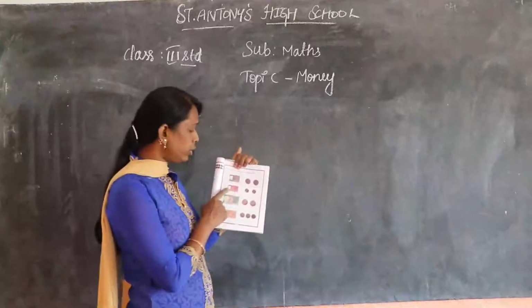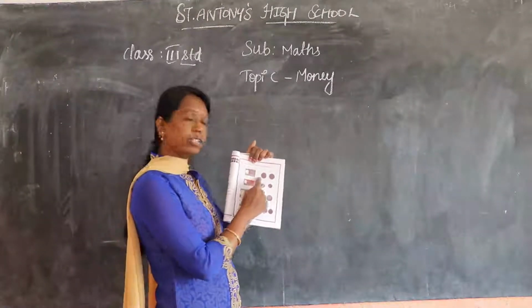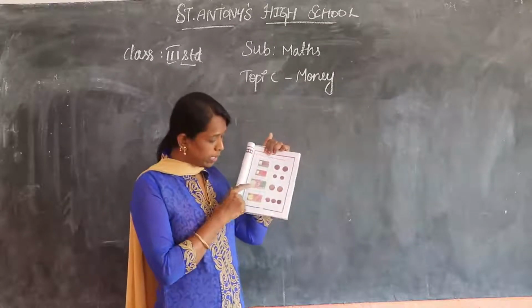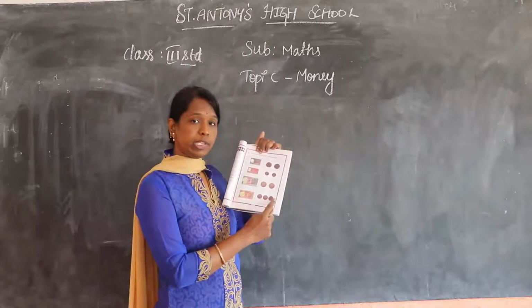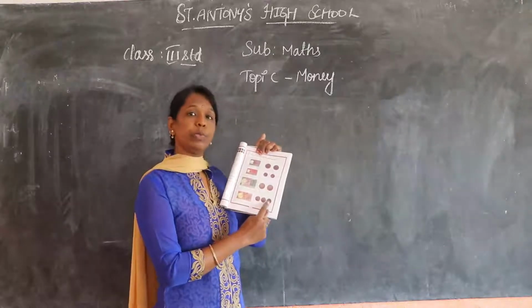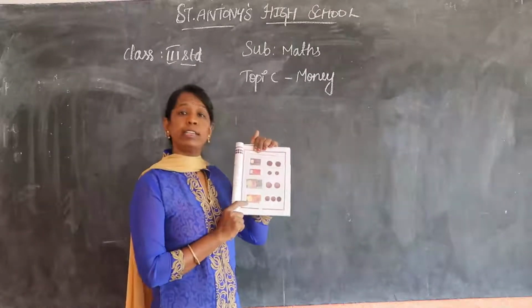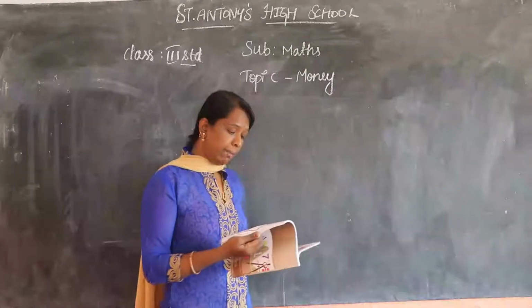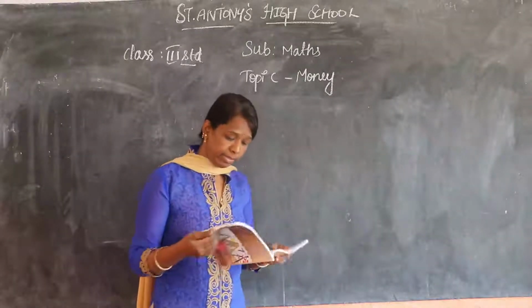Okay children, second one, 2 rupees. You have to match it to 2 one-rupee coins. And third one, 5 rupees. Here 2 plus 2 plus 1 makes 5 rupees. And then 10 rupees makes 2 five-rupee coins. Okay. Match using your scale and pencil.